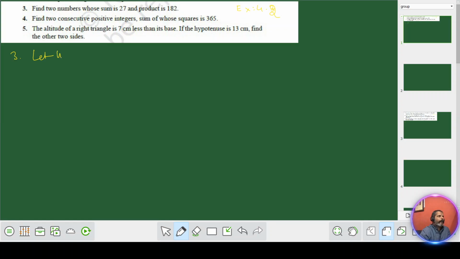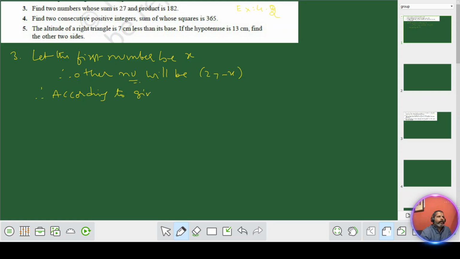Let the first number be x. When the sum is 27, the other number becomes 27 minus x. They gave the product is 182. Therefore, according to given, we get x of 27 minus x is 182.